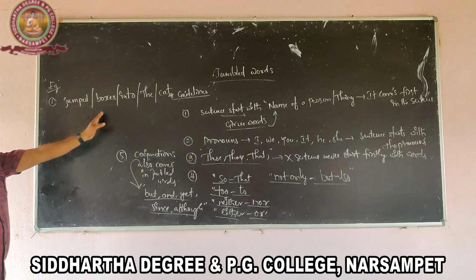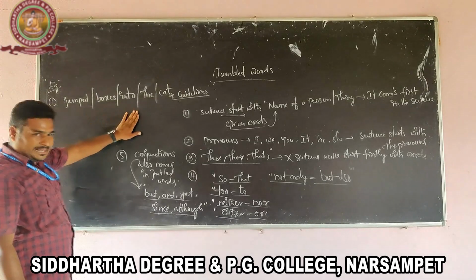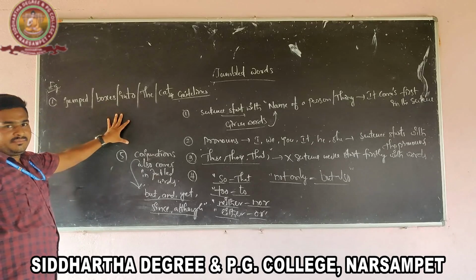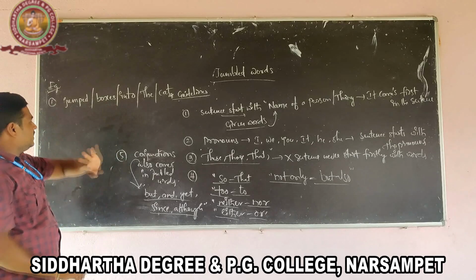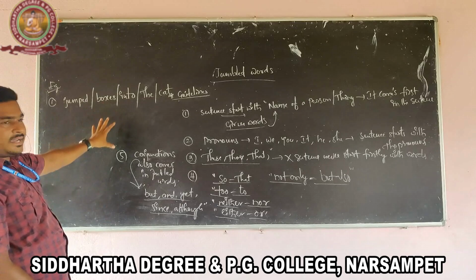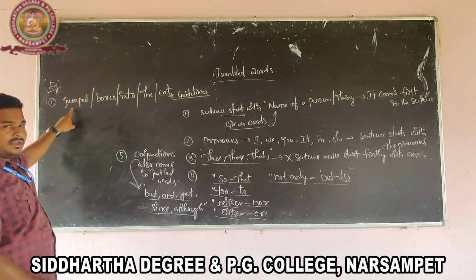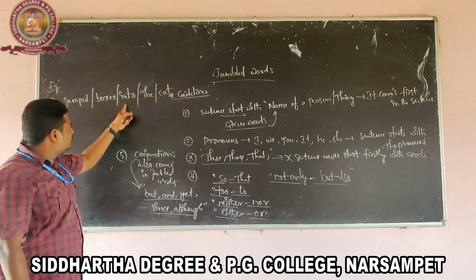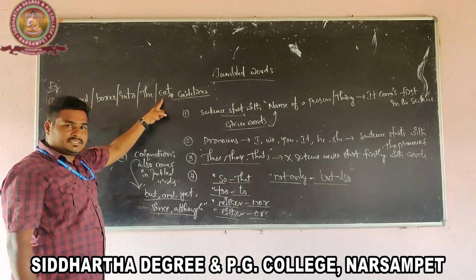So this is a pattern to ask the jumbled words in examination, guys, right? These words are not in order, it's completely jumbled. So first you have to understand, read out all the words at least once or twice. For example here: jumped, boxes, into, the, cat.